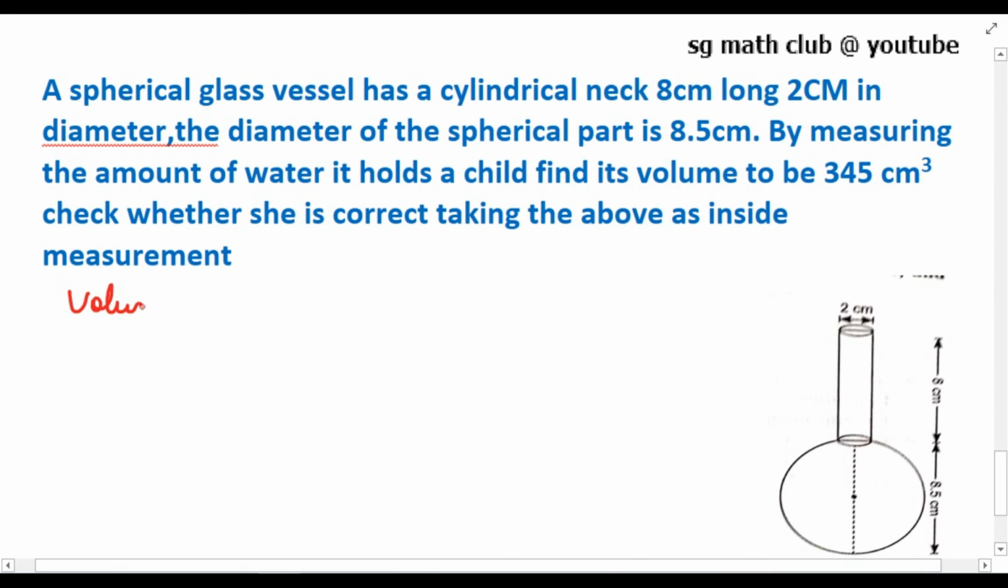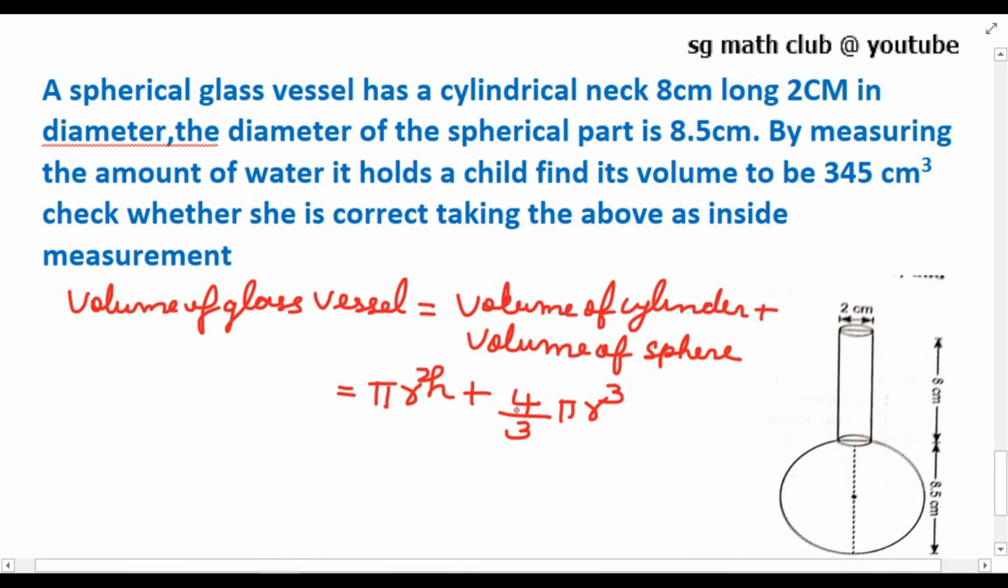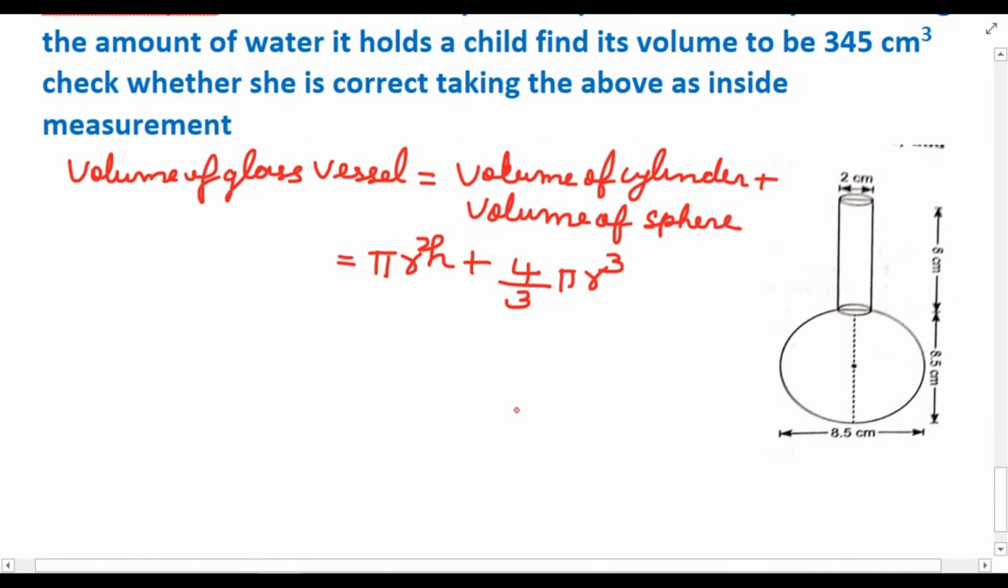So the volume of this glass vessel will be equal to, this glass vessel is made up of a sphere and a cylinder. So I can write volume of cylinder plus volume of sphere. Volume of cylinder is 1 by 3 pi r square h, and volume of sphere is 4 by 3 pi r cube, and they have given the radius of the cylinder. We need to write the radius and height of the cylinder as well as the radius of the sphere.